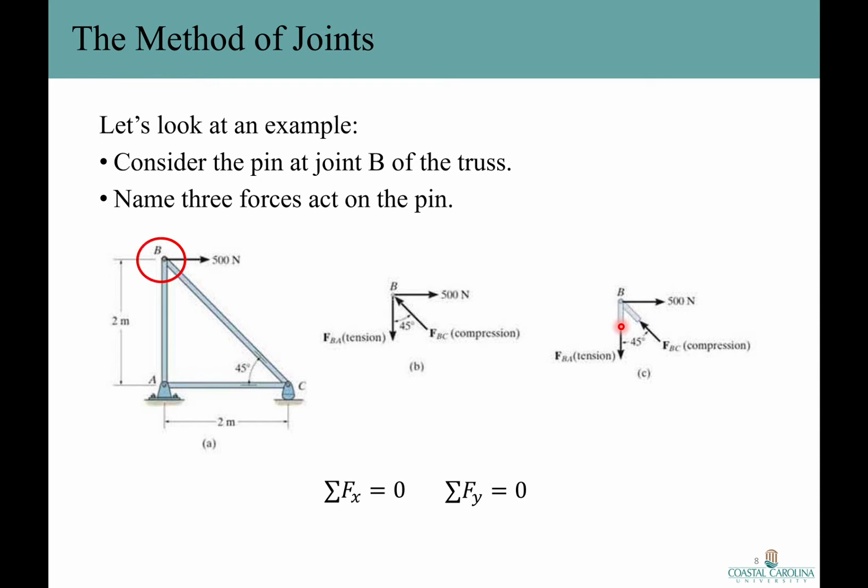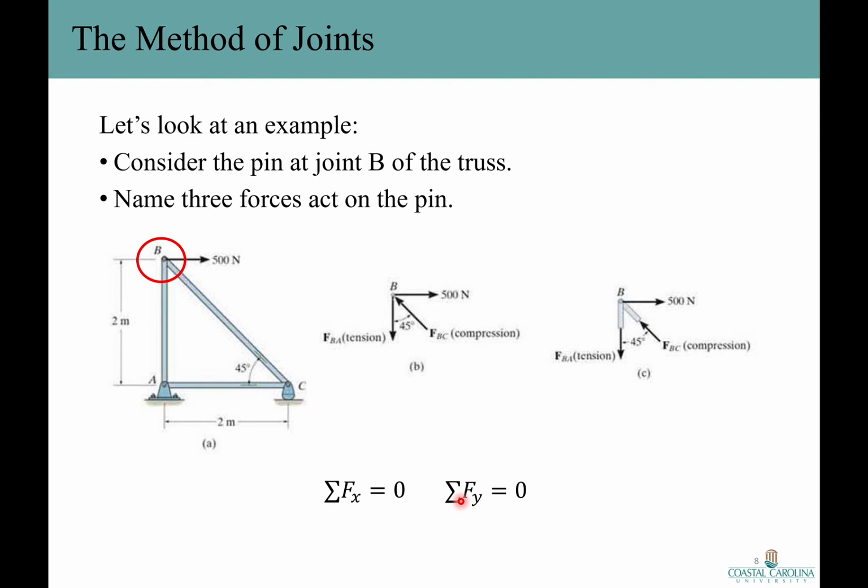Okay. A very important note is that when we use the method of joints, we should always start at a joint having at least one known force and at most two unknown forces. So in this example, we're going to start at joint B. And then we can satisfy these two equilibrium equations in the x and y directions. By applying these equations, we'll have two algebraic equations which can be solved for the two unknowns.